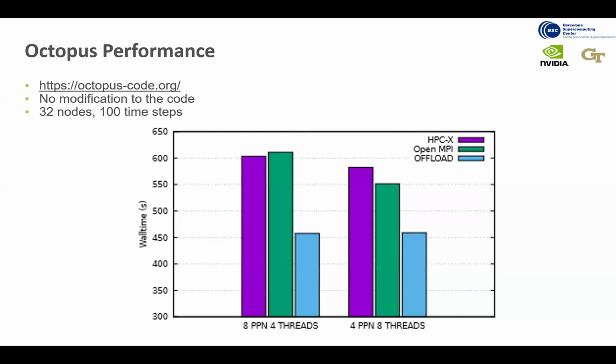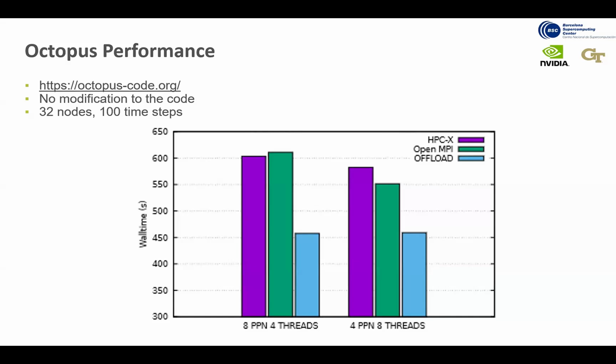And we ran different configurations, so 32 nodes, 100 time steps. But in one case, we use 8 ppn per node, so 8 MPI processes per node, and in the other case, 4 MPI processes per node. These two numbers are directly driven by Octopus. That's a typical configuration for Octopus. It's not a choice we made.